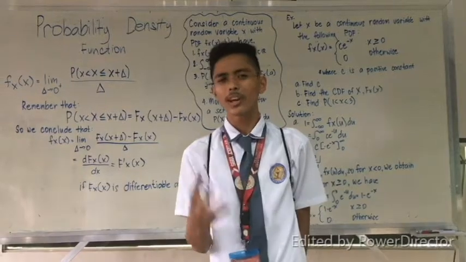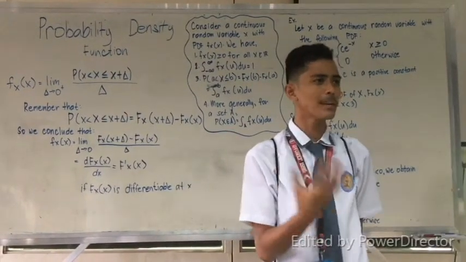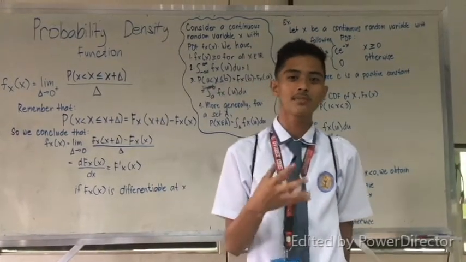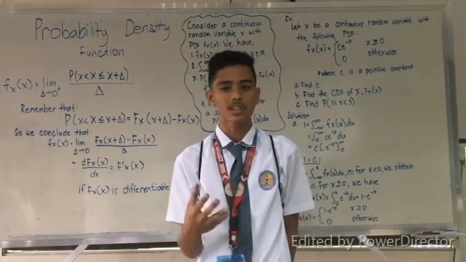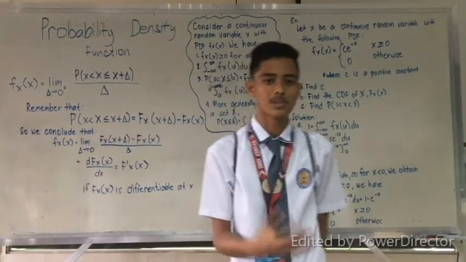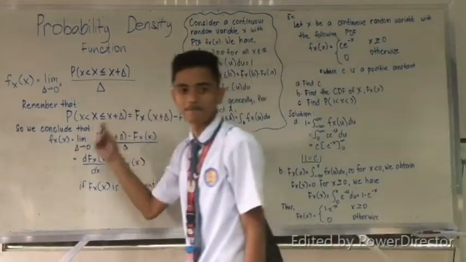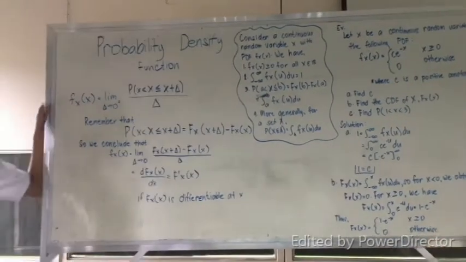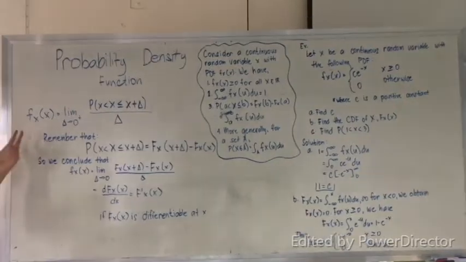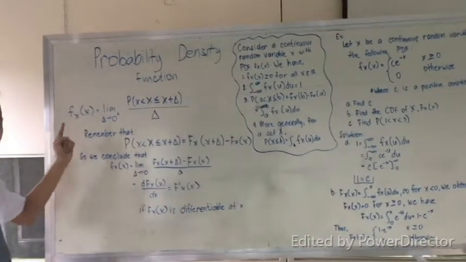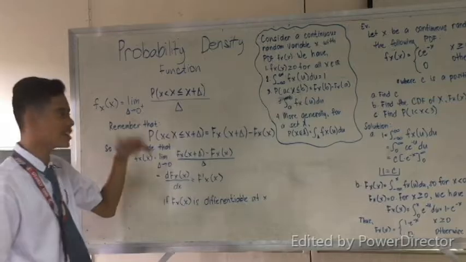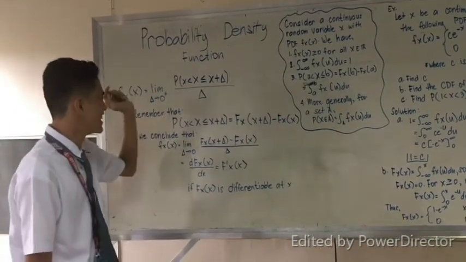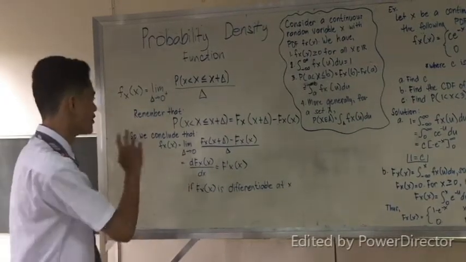To get a feeling for PDF or probability density function, consider a continuous random variable x and define the function f of x as follows. So here's the formula of the probability density function. f of x is equal to the limit as delta approaches 0 from the right of P of x less than X less than or equal to x plus delta, over delta.